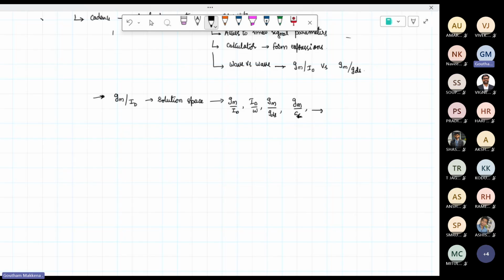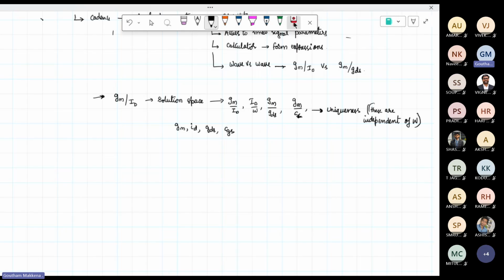So all these, what are these parameters? What is the uniqueness of these parameters? Instead of purely considering GM, ID, GDS in a standalone way, CGS in a standalone way, if I consider these parameters, what is the advantage that I have? These parameters are what? Nobody remembers? These are independent of what? Width. So we have seen that the solution space can be created readily.